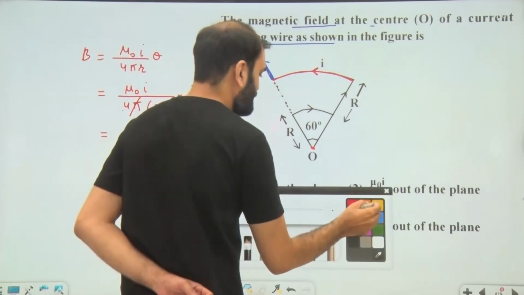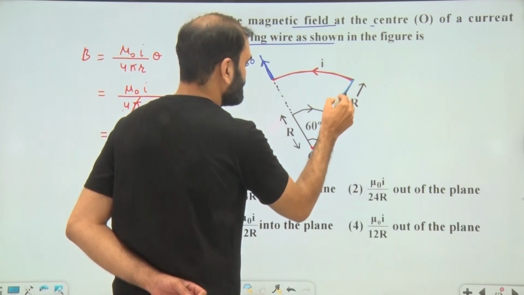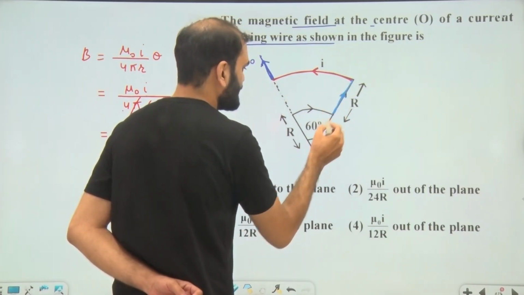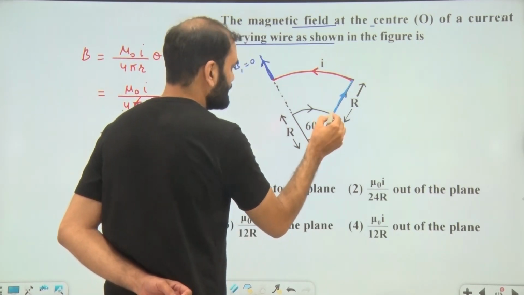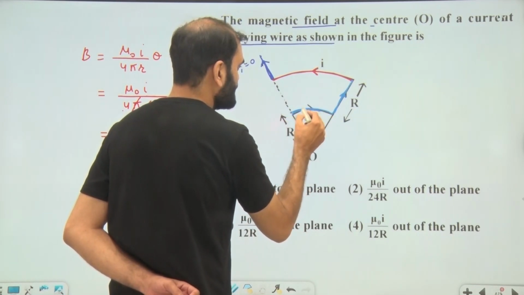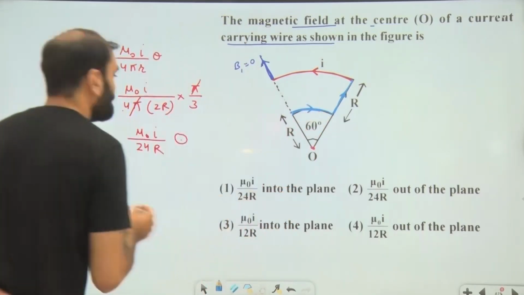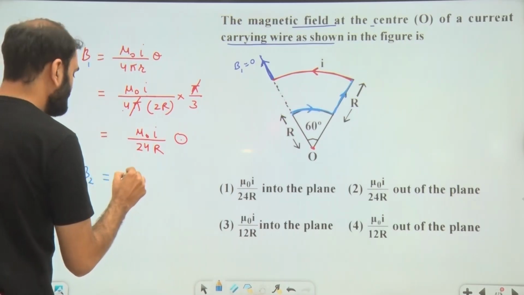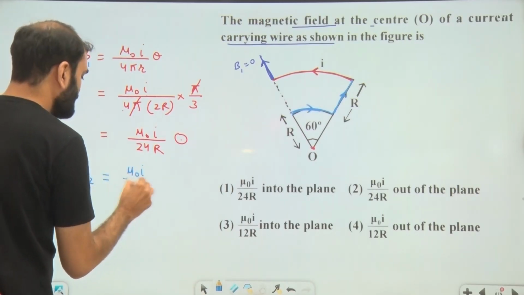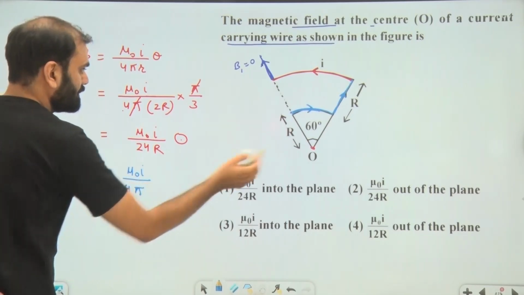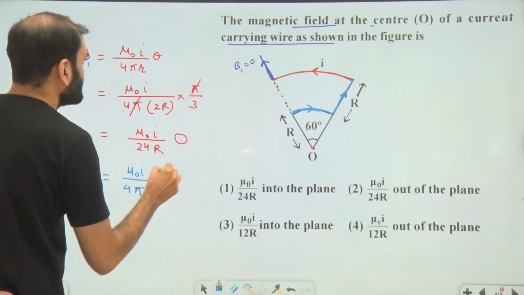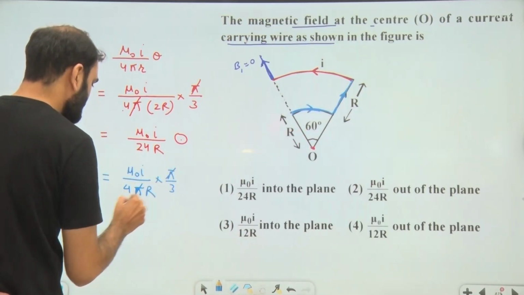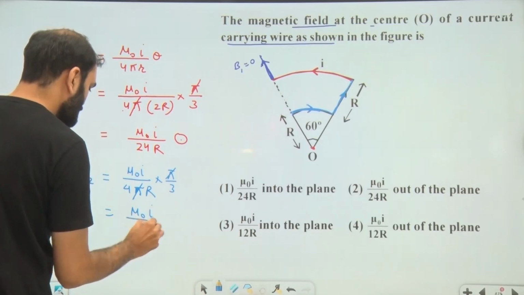Now the next element is this one, and this element is also passing through the point where you have to calculate the magnetic field, so due to this the magnetic field will be 0. Here is the next element which you have. Due to this element, the magnetic field, let's say B2, is mu naught into I upon 4 pi, the radius of that element is r, and theta is pi by 3. You will get mu naught into I upon 12r.